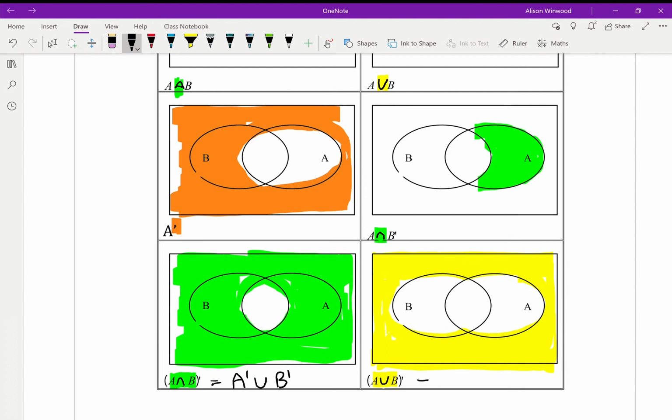We apply the same rule to this diagram, so both letters get the dash, and then the union becomes an intersect. So this is saying what's outside of A whilst at the same time being outside of B. So it can't be this region here, because although that's outside of A, it's not at the same time outside of B, which is why it's only the very outside.